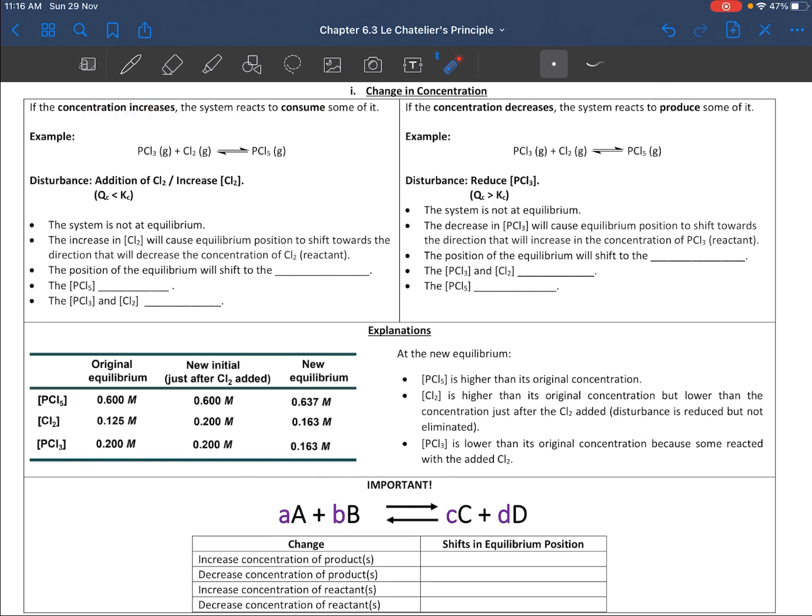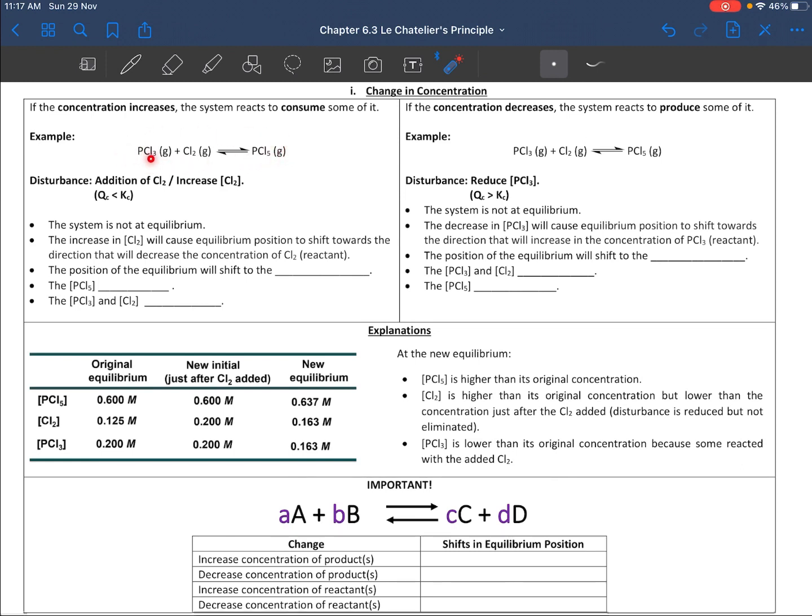Sebab back to definition Le Chatelier tadi, kalau dah ada gangguan, sistem tu akan cuba kurangkan gangguan. Kiranya gangguan sekarang adalah concentration tu meningkat, so maksudnya sistem ni kena cuba untuk kurangkan peningkatan concentration tadi. Kita nak tengok macam mana cara nak kurangkan concentration tadi, shift kiri ke shift kanan? So kita tengok this example.